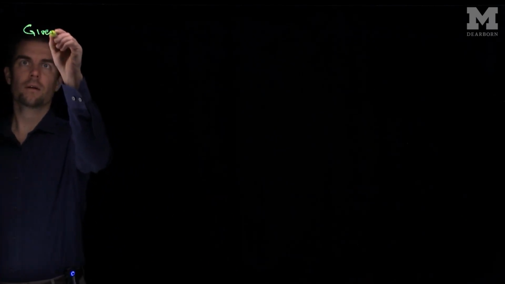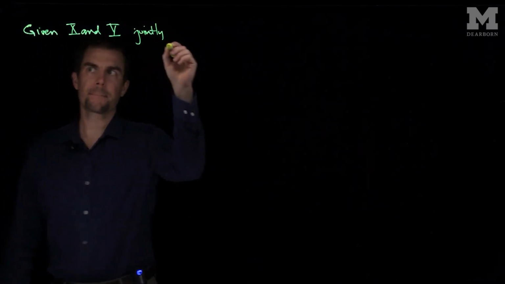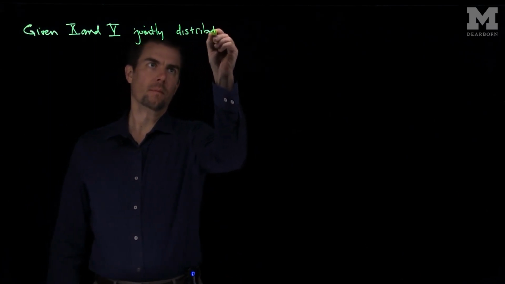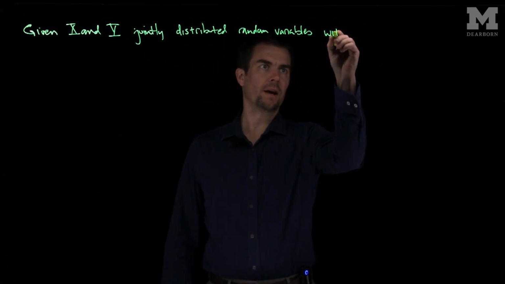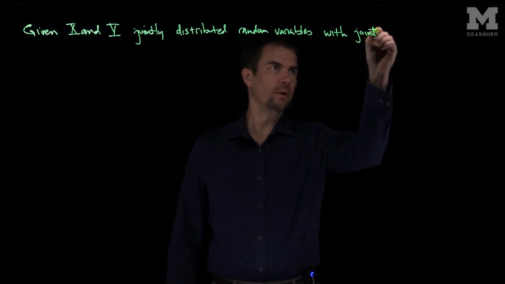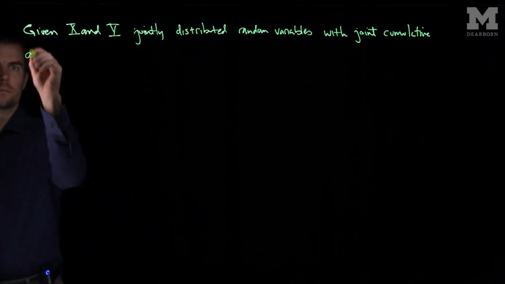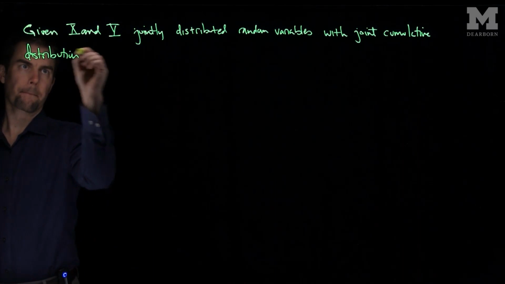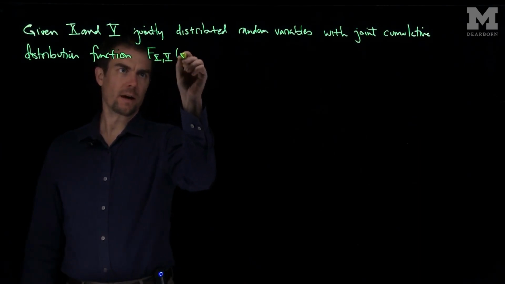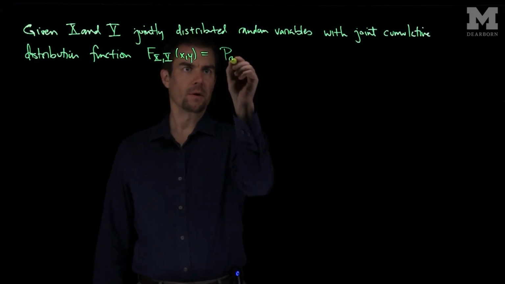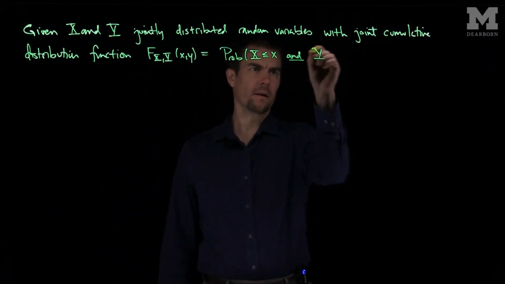If we're given X and Y jointly distributed random variables with joint cumulative distribution function F of X,Y of x and y, which we recall is defined by the following probability that X is less than or equal to x and Y is less than or equal to y.